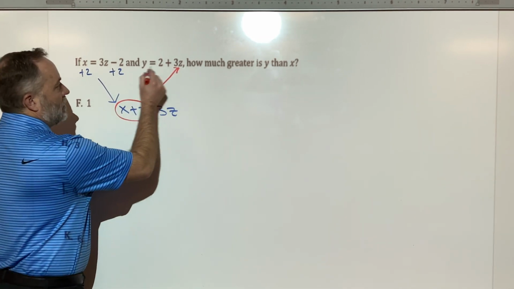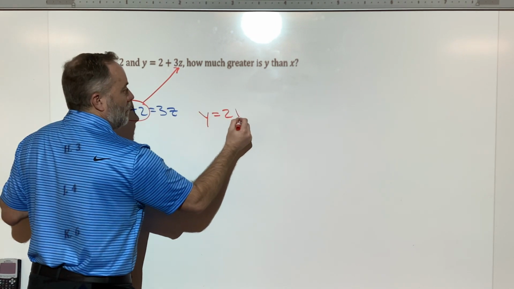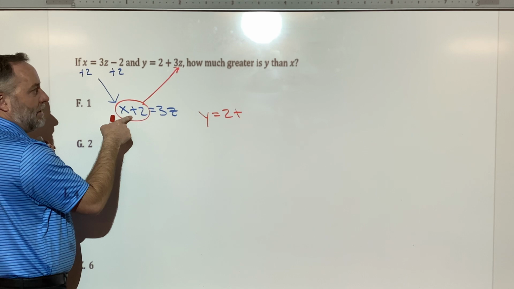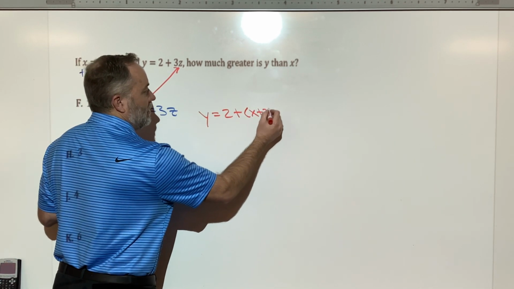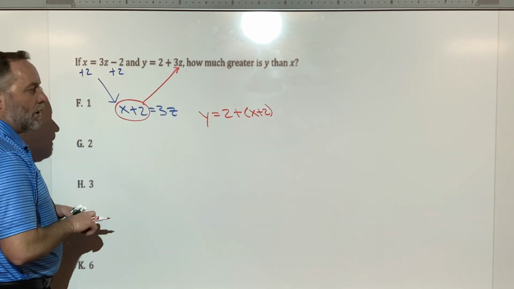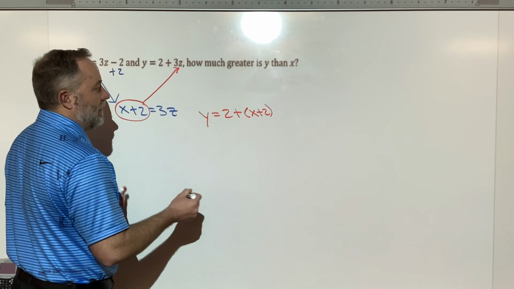So let's check that out. So y is equal to 2 plus 3z, but we know that 3z is x plus 2, so we're just going to replace 3z with x plus 2. We substituted in what 3z equaled for 3z. All right, now we have our equation in terms of x and y.